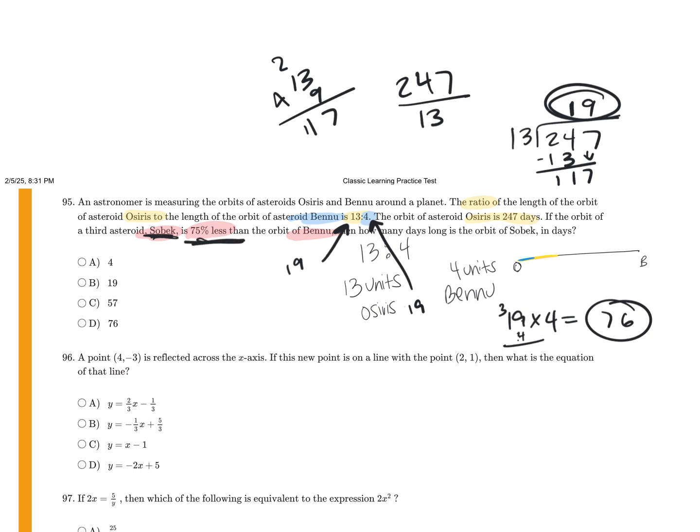Sobek is 75% less than Bennu. Bennu is 76. So we need 76, but we need to figure out what 75% less of that is. Well, if you're 75% less, that means you're only 25% of the value. So we can do 76 times 25%. Well, 25%, like we don't have a calculator, 25% is 1/4. So we can divide 76 by 4.